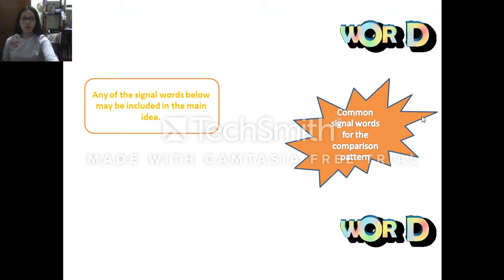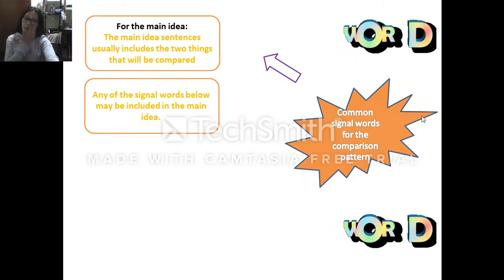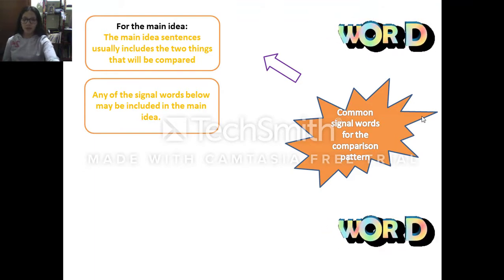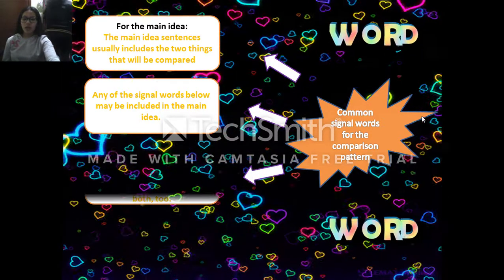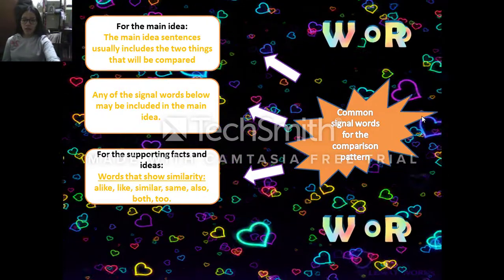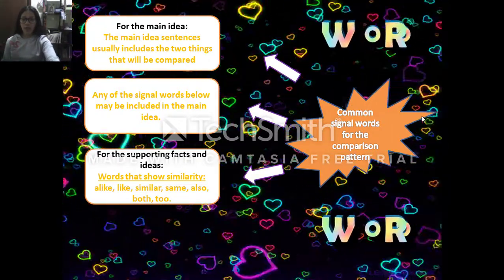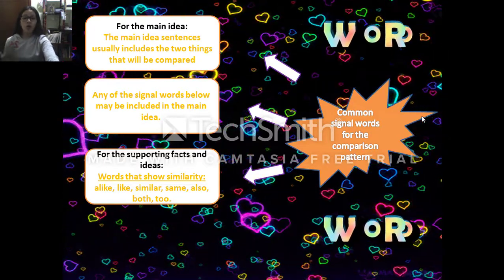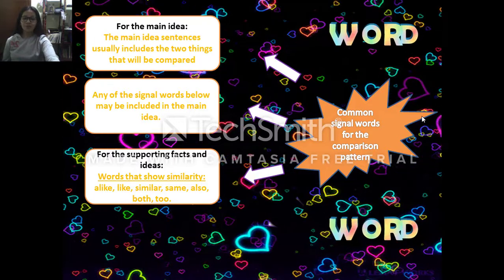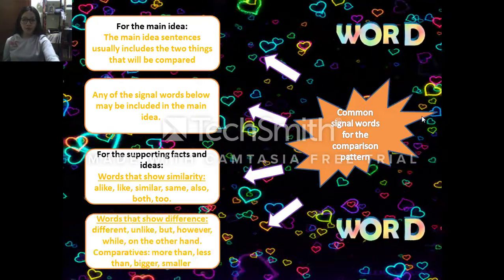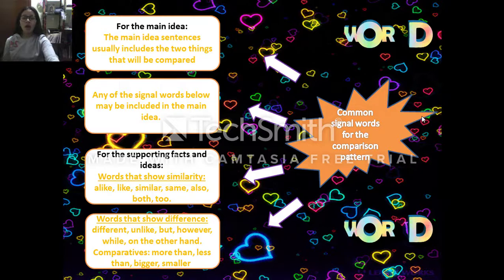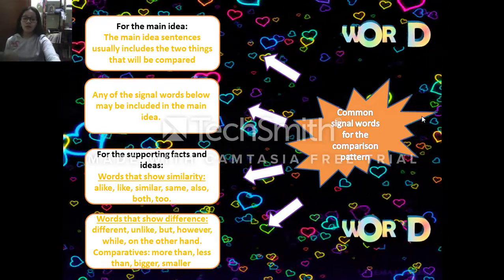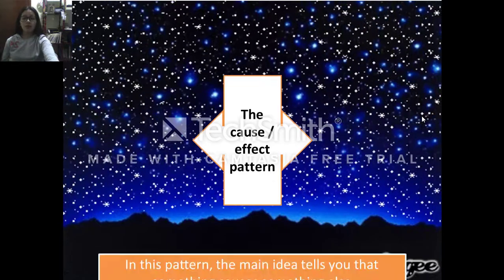Common signal words for the comparison pattern. For the main idea, the sentence usually includes the two things that will be compared. Any of the signal words below may be included in the main idea. For the supporting facts and ideas, there are words that show similarity, like alike, like, similar, same, also, both, too, and words that show differences: different, unlike, but, however, while, on the other hand, and comparatives such as more than, less than, bigger, and smaller.